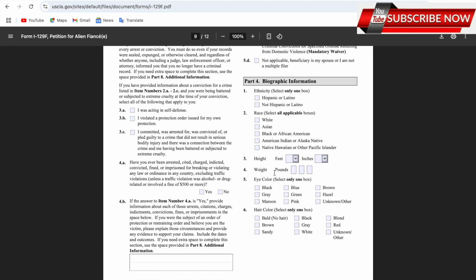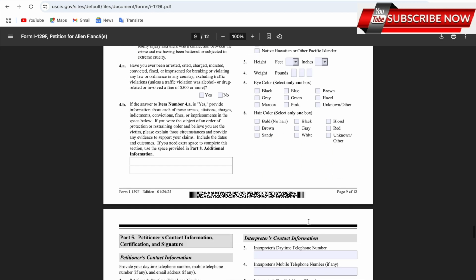And your weight, it asks for pounds. So you have to check in pounds. I know in America they use pounds. In most other countries they use kilograms. So you just have to convert it from kilograms to pounds, and you put in that pounds information over here. So your eye color, you see black, gray, maroon, blue, green, pink, brown, hazel, unknown. You select one of these. Your hair color, you select one of these.